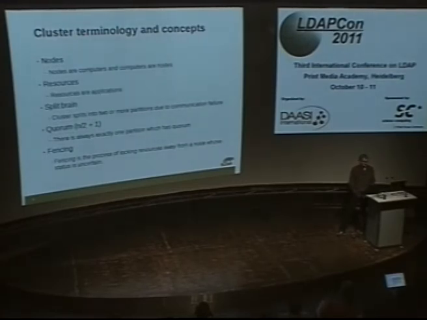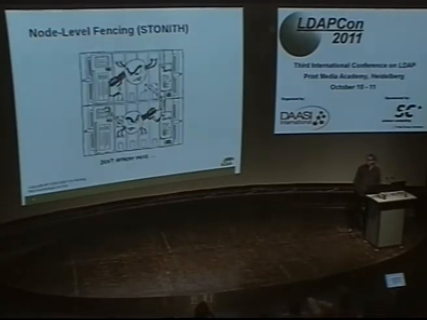And this is very well visualized in this picture. This is how node level fencing works. If any of the servers fails, they shoot each other. One shoots the other one. It's also referred to as STONITH, which stands for shoot the other node in the head. The cluster people have some sense of humor, I think.